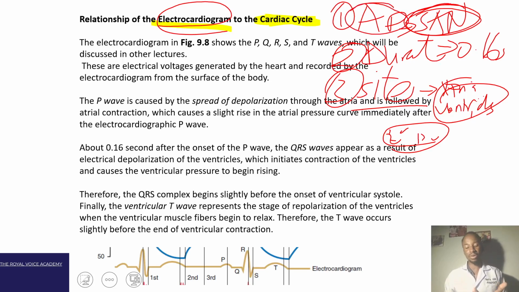Is it the SAN node? Is it the AVN node? Is it the Purkinje fibers? And is it the ventricular muscles? Now, all that I've said, we're going to discuss again in the next lecture. So I know I've said Greek, but don't worry about that. The heart blocks, we'll look at them way later when we'll be looking at heart conditions.